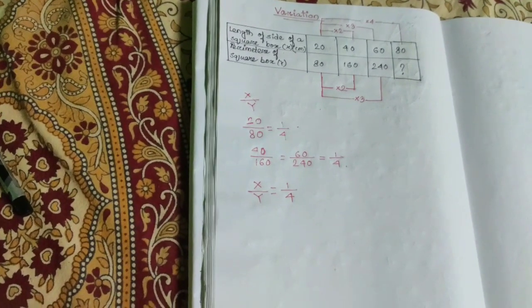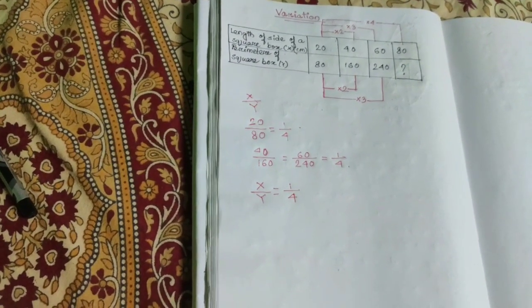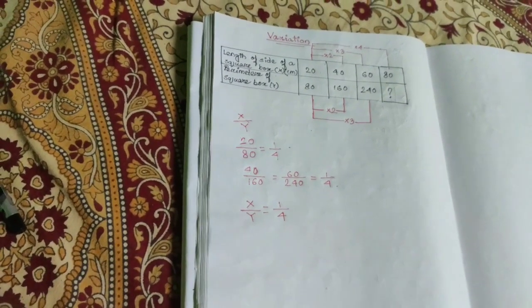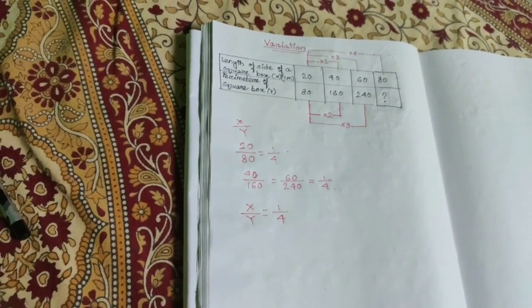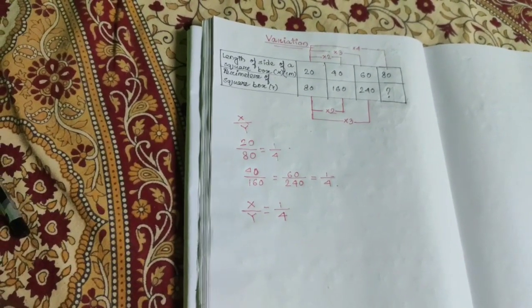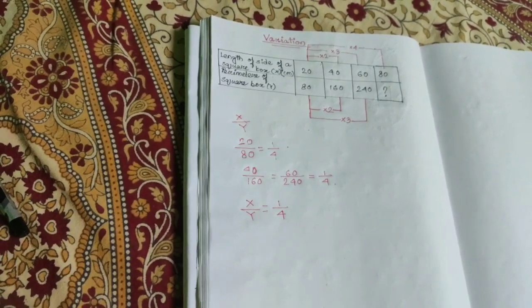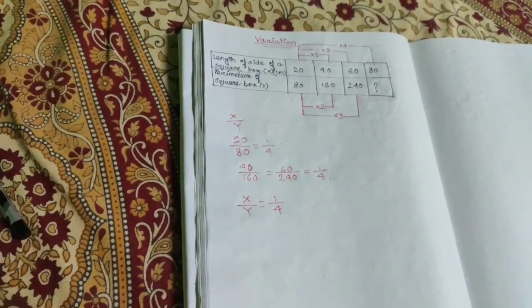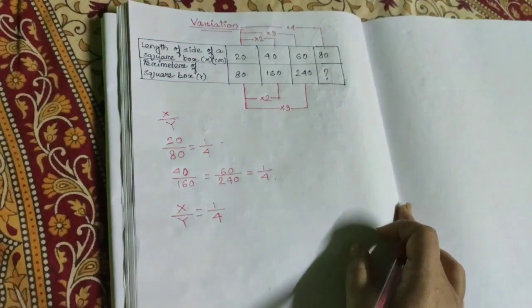As x by y is equal to a constant term, the relation between x and y is direct variation, and the non-zero constant term is called the variation constant. This type of variation is direct variation.